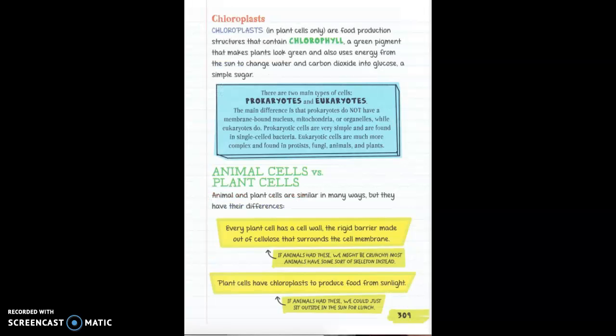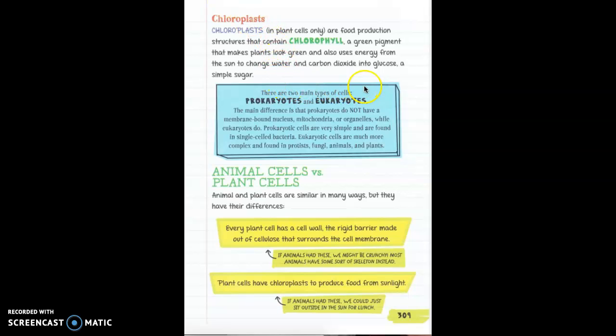Chloroplasts. Chloroplasts are in plant cells only. They're the food production structures that contain chlorophyll, which is a green pigment that makes plants look green and also uses energy from the sun to change water and carbon dioxide into glucose, a simple sugar.